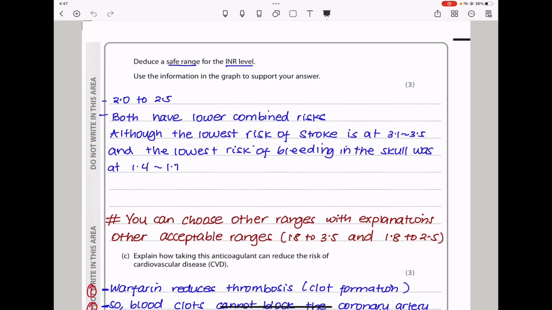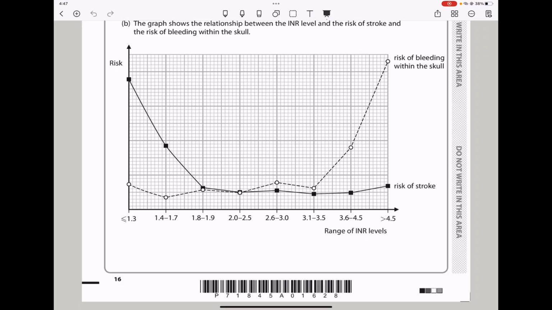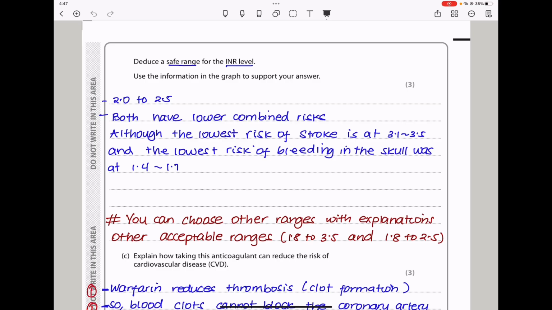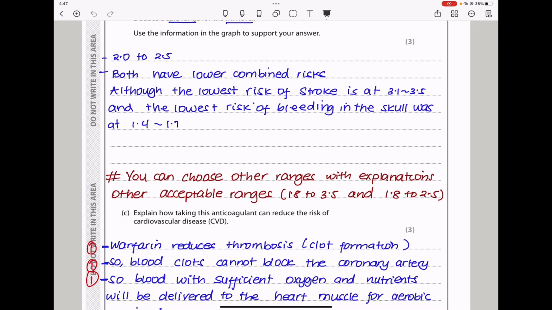Here I chose the range between 2.0 and 2.5, if we can see here, because for this range, both risks had lower values. So I said both have lower combined risks, although the lowest risk of stroke is at 3.1 to 3.5, and the lowest risk of bleeding in the skull was 1.4 to 1.7. Actually, acceptable ranges are 1.8 to 3.5 as well as 1.8 to 2.5.